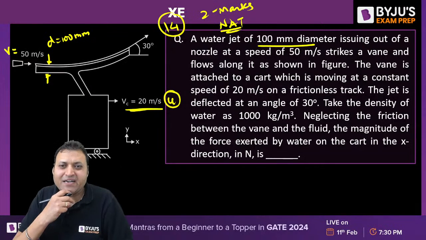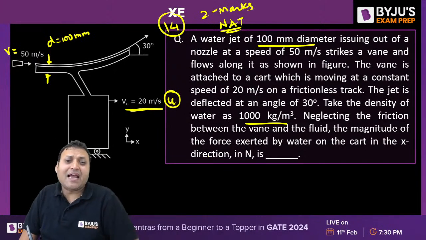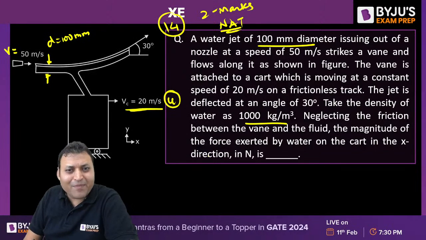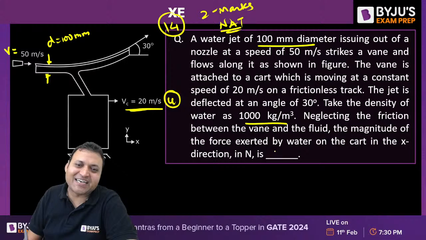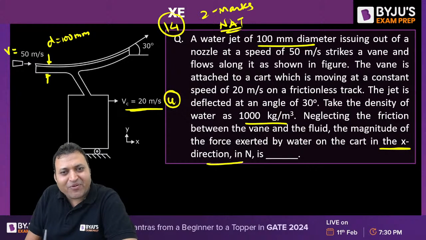The jet is deflected at an angle of 30 degrees. Take the density of water as 1000 kg per meter cube. Neglect the friction between the vane and the fluid. The magnitude of the force exerted by water on the cart in X direction is. So we need to apply the momentum equation in X direction.